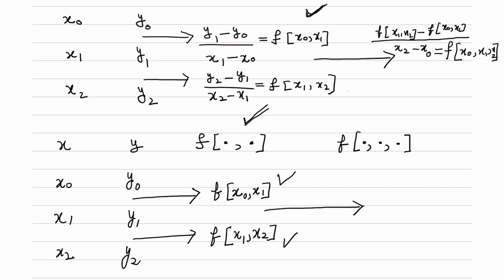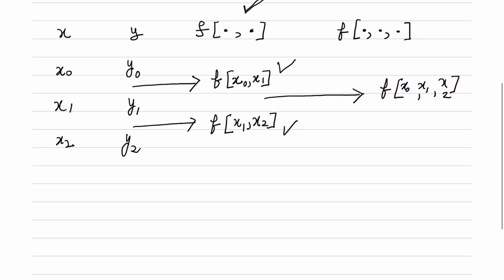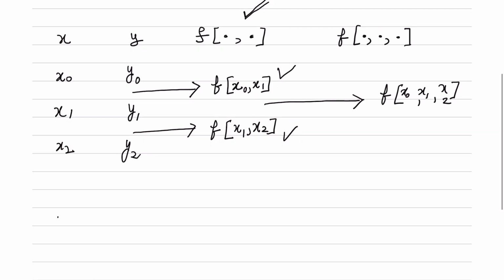So whatever divided difference we get here, its name is going to be f of the first three x's, which are x0, x1, x2. So these are the notations of the divided difference table. Let's calculate the divided difference table for some data in the form of numbers.